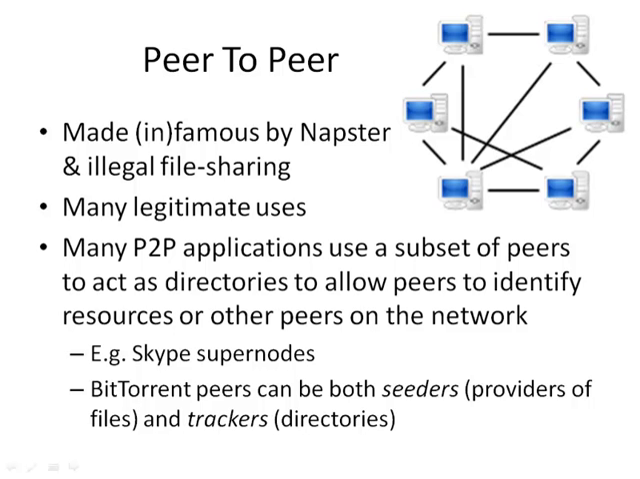So many peer-to-peer apps do use a subset of the whole set of peers as directories, and that allows any other client to identify resources or find out where other peers are. So when we want to make a Skype call to another user, our machine can work out how to connect to that user, or when we're using BitTorrent, peers can be providers of files and also trackers, the directories that are allowing people to find where files are stored.